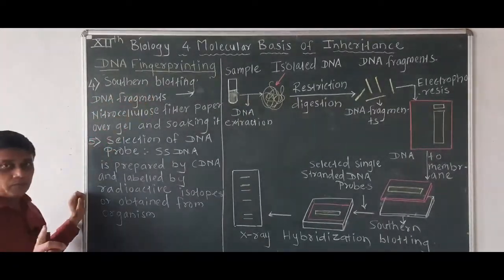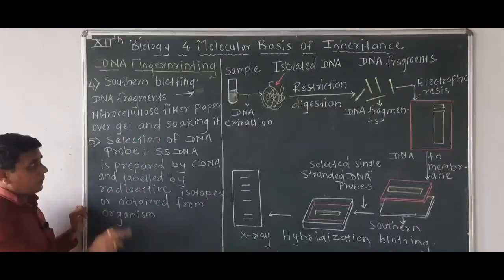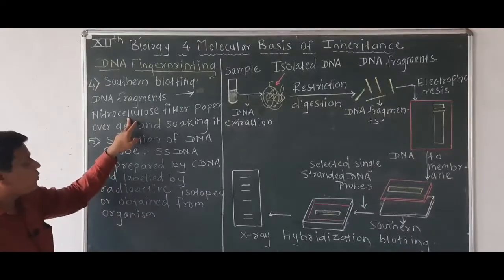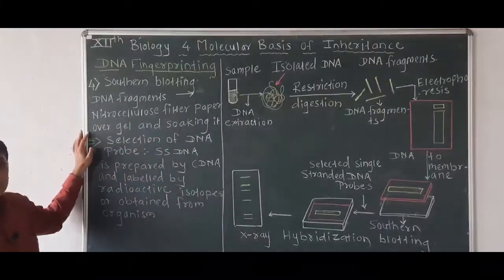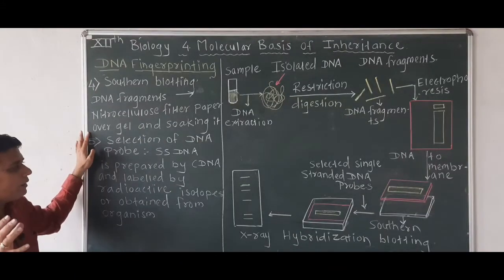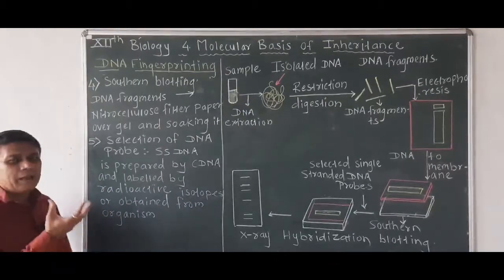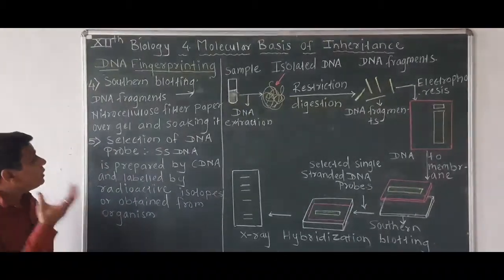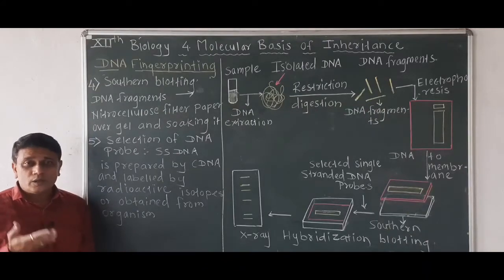In Southern blotting, the DNA fragments are placed on nitrocellulose filter paper over a gel and soaking it. That means the filter paper absorbs the gel and the DNA fragments get attached to the filter paper.